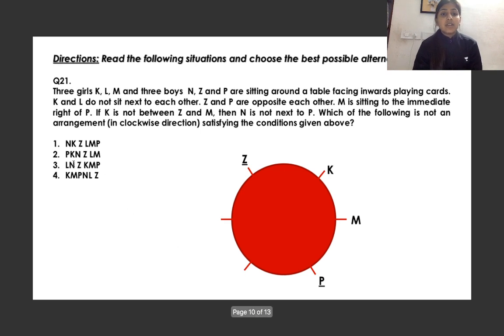Let's check the next one from this diagram. If you start from K, you will not get N. If you start from L, L, N, Z, K, M, P, just like it said in option number 3, which means 3 is also satisfying, and therefore it will not be the answer. So maybe we can start with the fourth option: K, M, P, N, L, Z. Yes, the fourth one is also satisfying, which means the answer is option 1. It's option 1 and not 2.